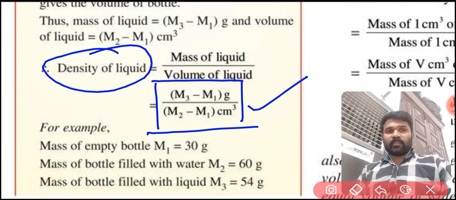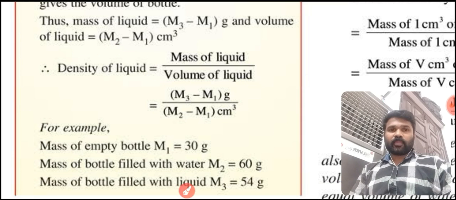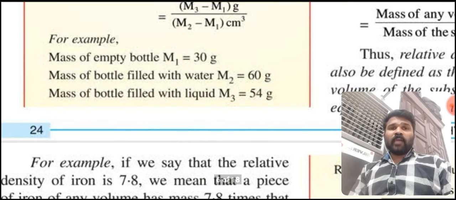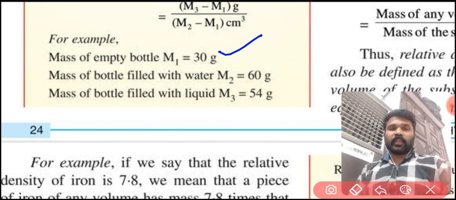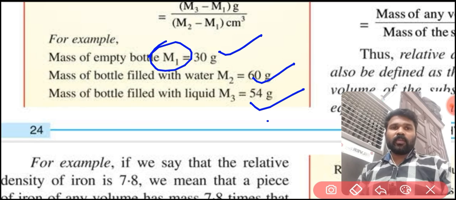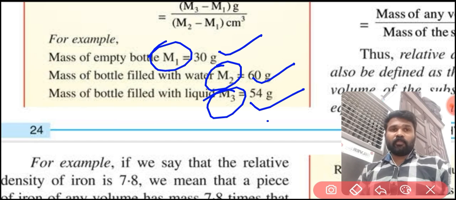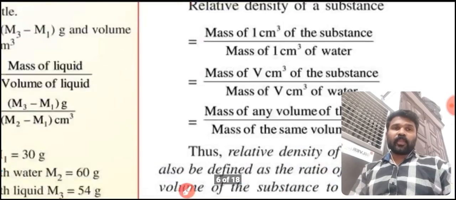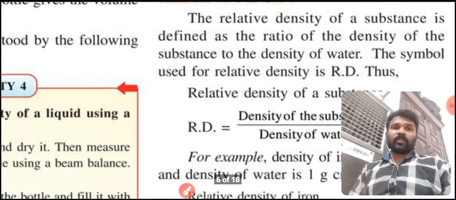Now we are going to consider an example. Suppose the mass of empty bottle is 30 gram, the mass of bottle filled with water is 60 gram, and the mass of bottle filled with the liquid, m3, is 54 gram. M1 is 30 gram, M2 is 60 gram and M3 is 54 gram. Now we are going to find out the density.